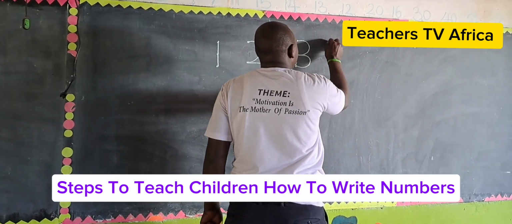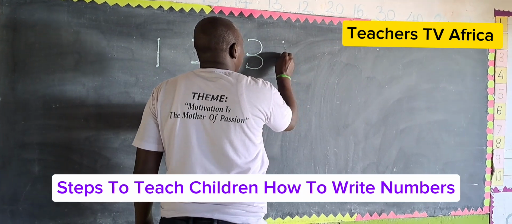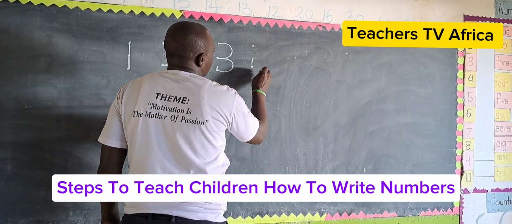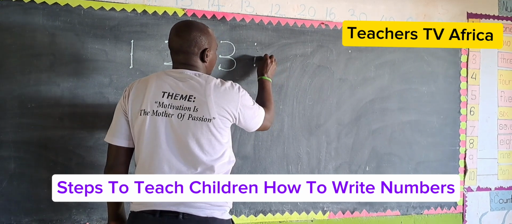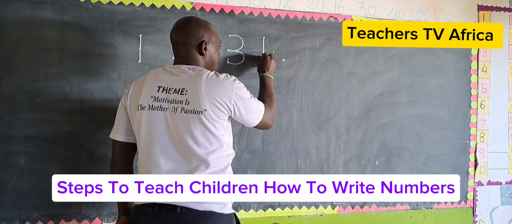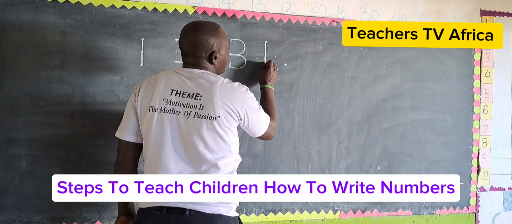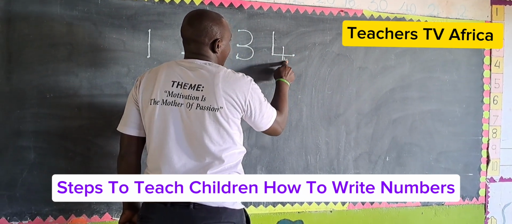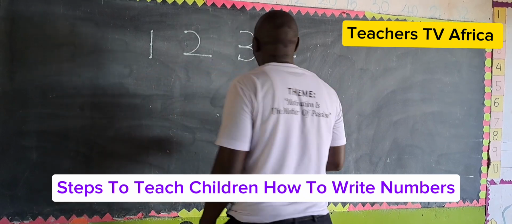Number 4. A dot, this dot, this dot, this dot, this dot, and this dot. A standing stick, a sleeping stick, and a standing stick. Has to be here. Have you seen that?